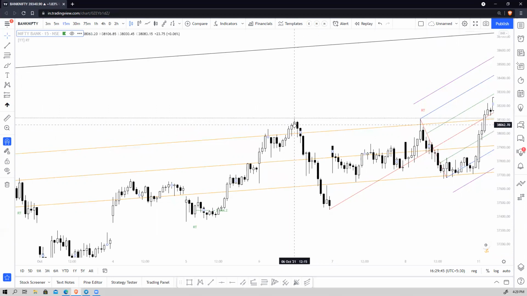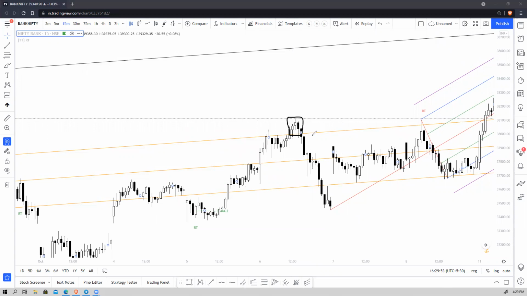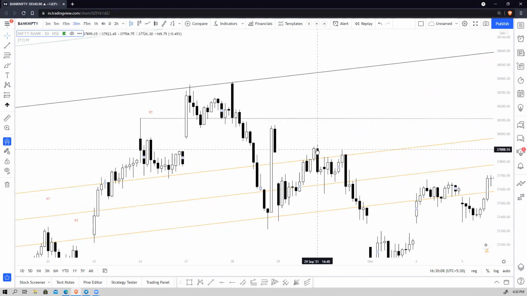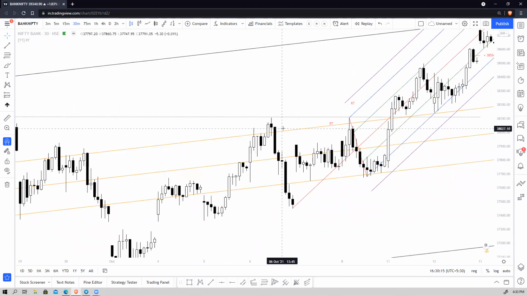See, this one. Is this not an RT? I'll show you if this is an RT or not. Now, in 30 minutes, what is this? This is 6th October, 12:15 to 12:30. What happened?